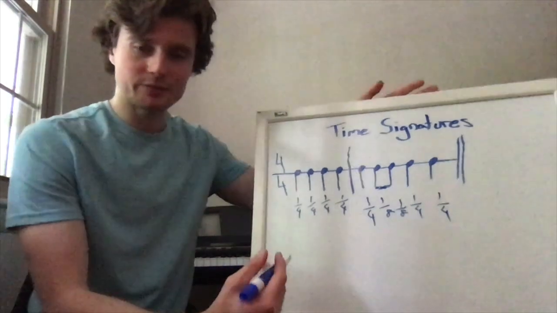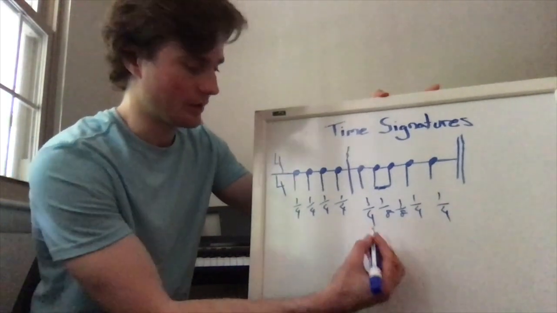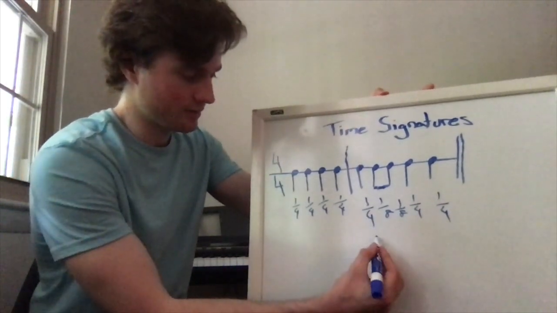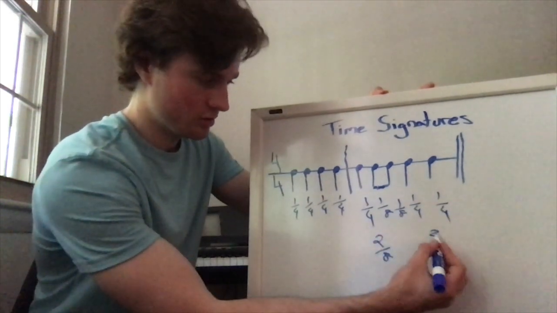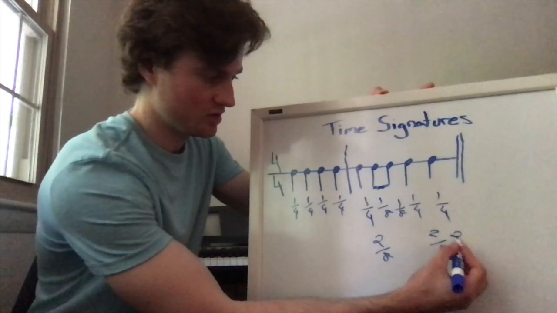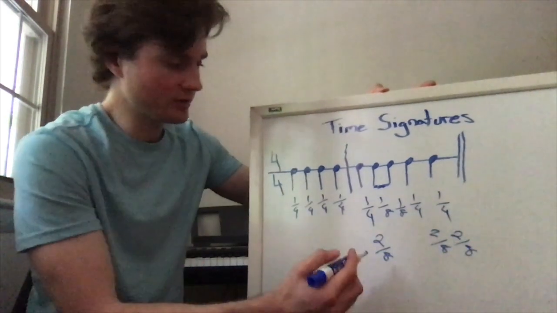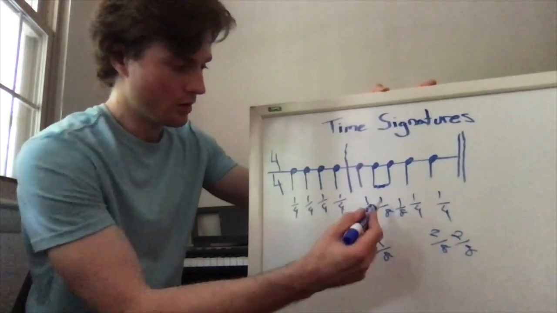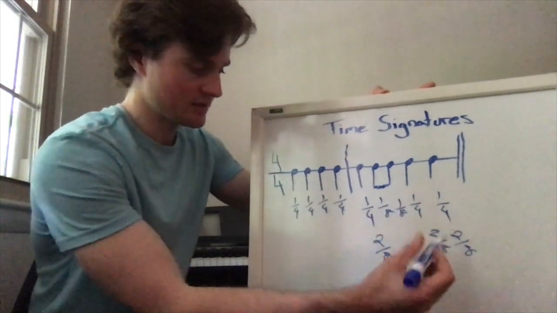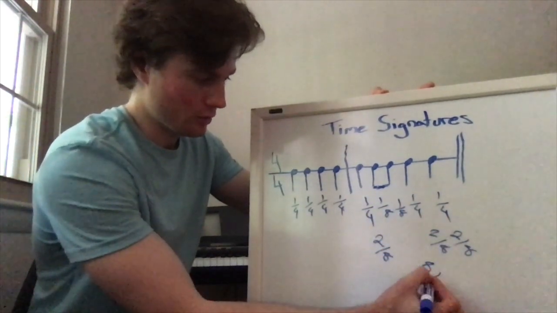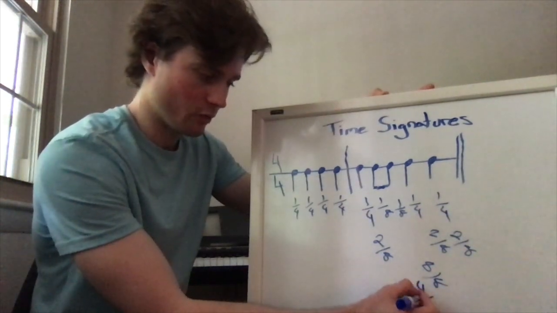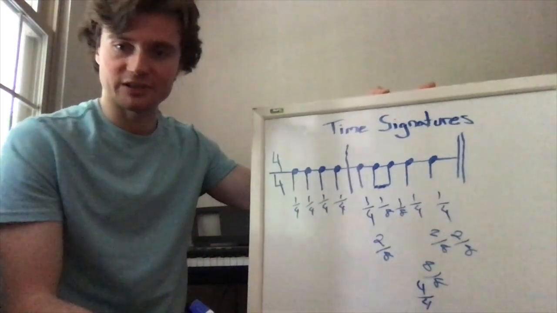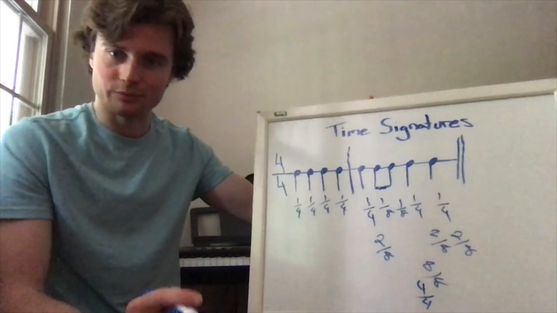Okay, so let's make these so they all have a common denominator by turning these into eighths. So we have 2/8, 1/8, 1/8, 2/8, and 2/8. Okay, so if we add these together, we get 2, 3, 4, 5, 6, 7, 8. 8/8, which we can indeed reduce to 4/4. We get our time signature. And that's how you know that this measure is complete.